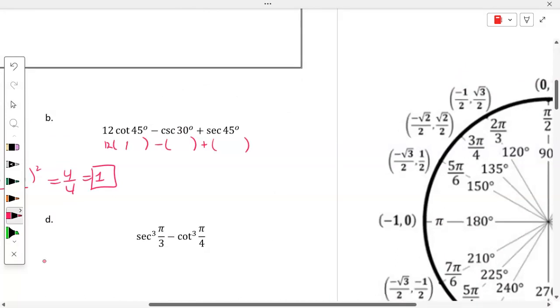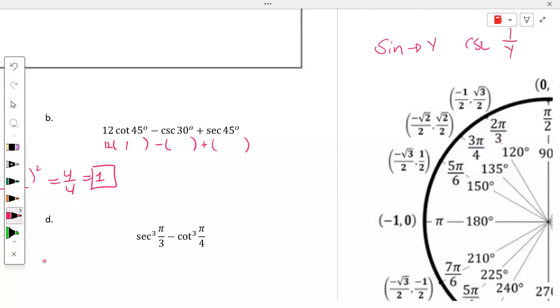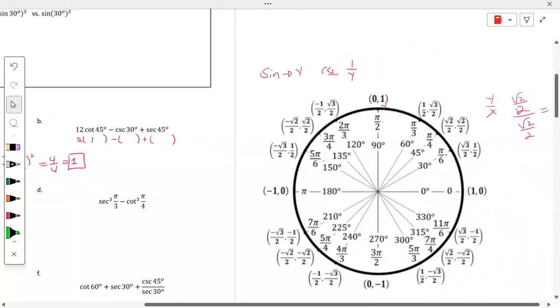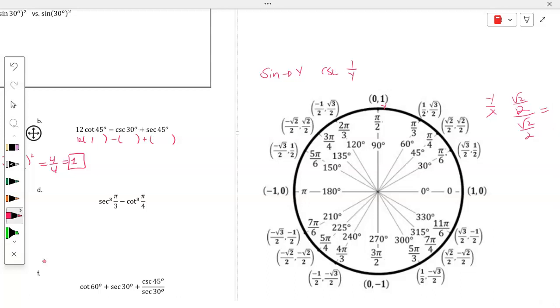And then the cosecant of 30 degrees, again, the cosecant is the flip of sine. So we know sine is y, so that means cosecant would be 1 over y. Remember the y value at 30 degrees. So I'm thinking, okay, we got the y value at 30 degrees, that's 1/2. We want the flip of that, or the reciprocal. So it should be 2 over 1, or long story short, 2.